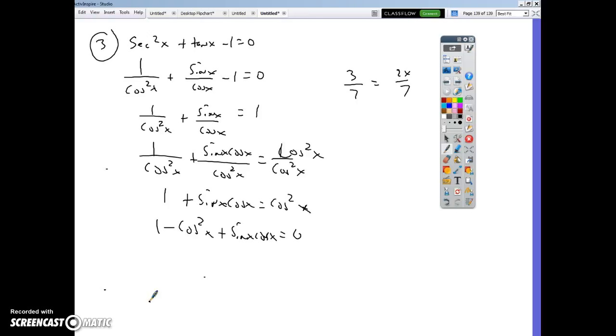Now here's a problem. Do you have a way to factor that? Wait, what did you just do? Yeah, I said equals 0. You got a way to factor this? Oh, it's 0. 1 minus cosine squared x is sine squared x.